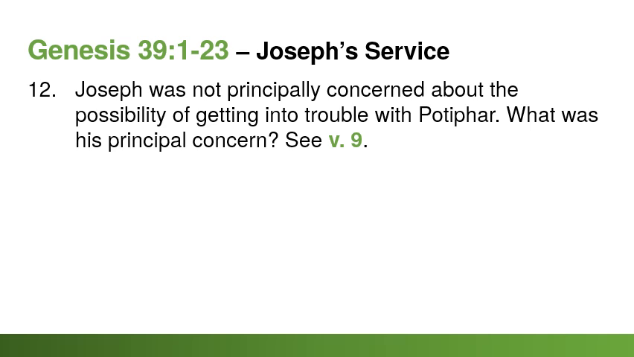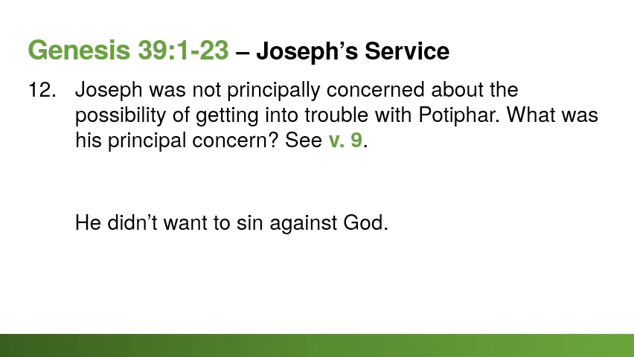So Joseph's main concern was that he didn't want to sin against God. It's not just that he was afraid of getting into trouble, and obviously he would have gotten into trouble, but his biggest concern is, I am not willing to do something that my God has told me not to do. I am not willing to sin against my God.